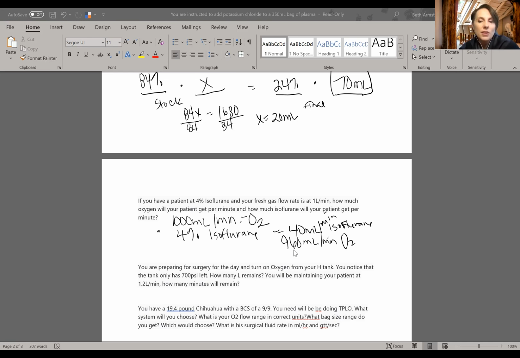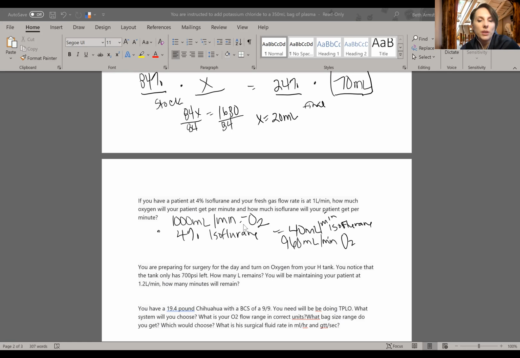right? So say you turn up your oxygen flow to 2 liters a minute. And now you've doubled your isoflurane, right? So it's important that even though you may be turning your isoflurane down, you also keep in mind that your oxygen is flowing pretty high as well, so that you maintain your oxygen flow at a decent rate as well.